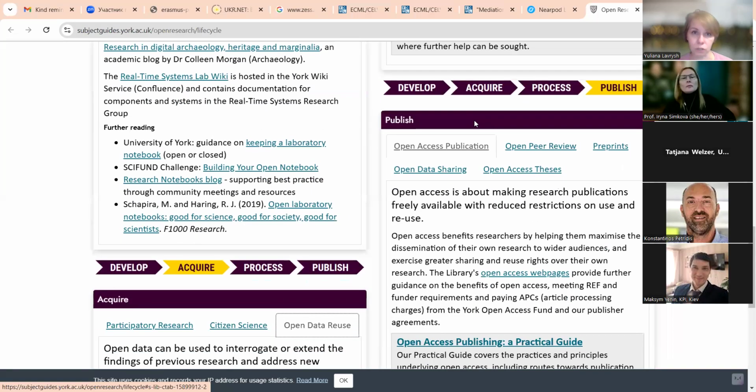And publish. You've done everything and you are ready to publish. Before you publish, you need to know what open peer review is, what preprints are, what open data sharing is, because some editors and journals require you to upload your data before publishing and even before peer review.